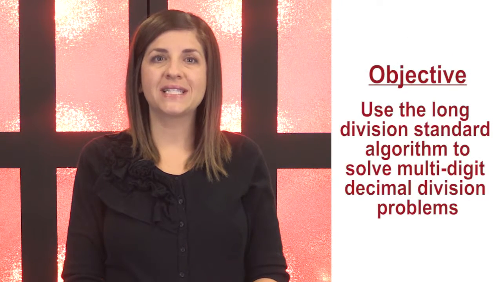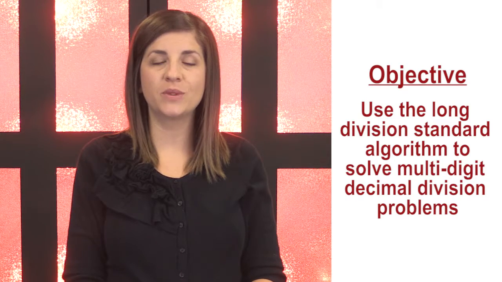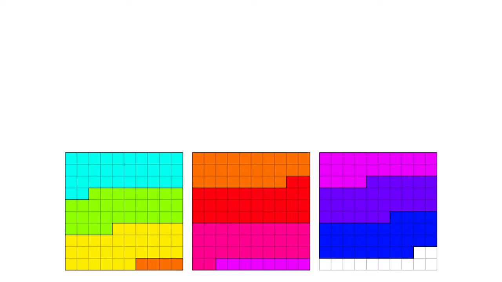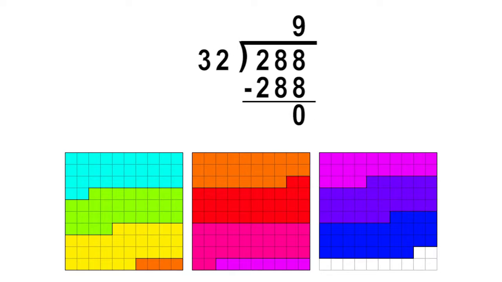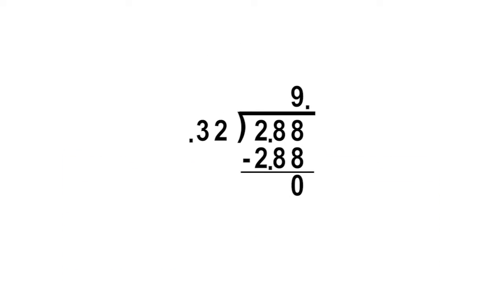The objective of this lesson is to use the long division standard algorithm to solve multi-digit decimal division problems. In previous lessons, students learned how to divide decimals by decimals using a hundreds grid. Students have also learned how to use the standard long division algorithm with whole numbers. Today, the students will focus on using the standard algorithm while dividing decimals and will relate the algorithm to the hundreds grid representation. The standard algorithm is a more efficient method for solving larger decimal division problems.